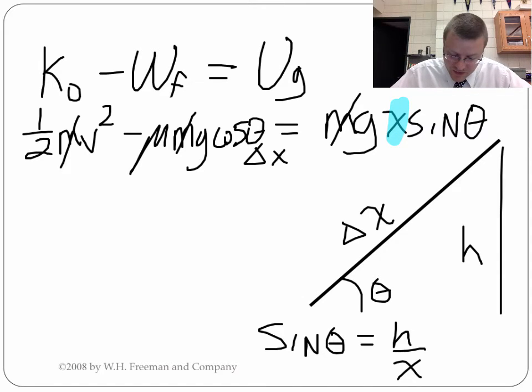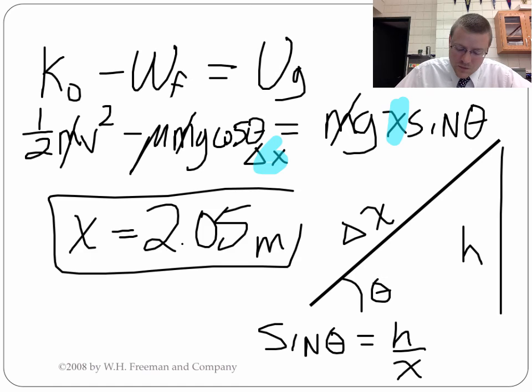So now you should have everything that you need for the problem. You should have the starting speed, the coefficient of friction, the angle of the hill, and that's all we really need to solve for our displacement. If you solve for your displacement, you should end up with around 2.05 meters.